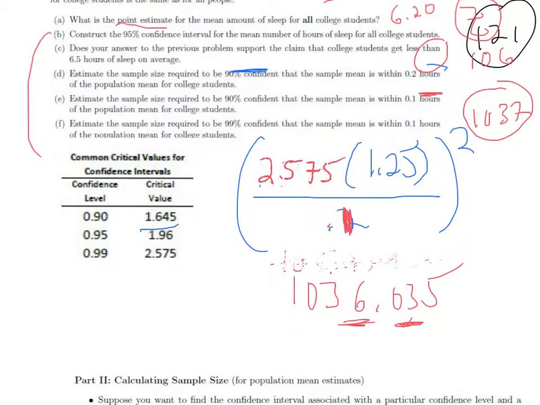So larger sample sizes give a smaller margin of error. A larger level of confidence gives a larger margin of error, right? Because you need to account for more of that error possibility. Okay, hope that helps.